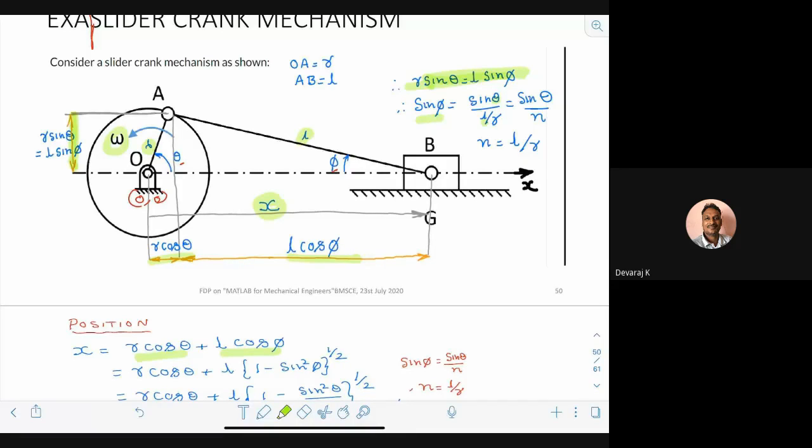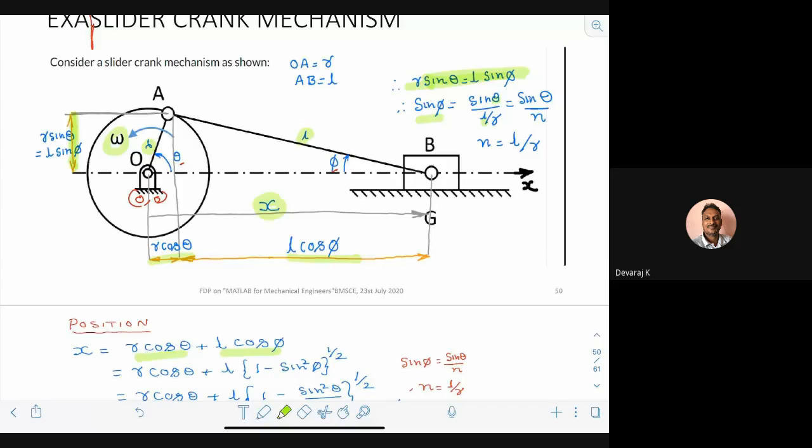Not to be confused with RPM, this ratio is L by R. Those of you who have studied balancing problems know that the primary inertia force, F equals M A, where acceleration involves cos theta plus cos 2 theta by N. That N is L by R there and not RPM. Omega is separately taken care of.